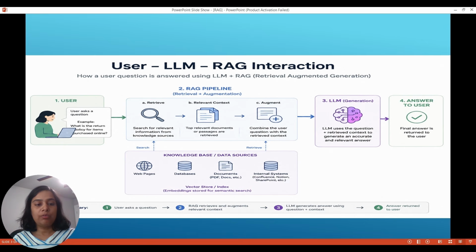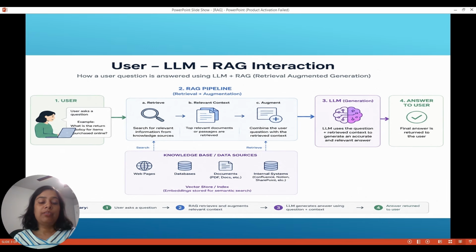Let's look at how the RAG pipeline works here. Whenever a user asks a question, suppose for example, what is the return policy for an item purchased online, it searches for the relevant information from the knowledge sources. So knowledge sources can be web pages, databases, company databases, company documents, or some internal systems, maybe Confluence, Notion, SharePoint.